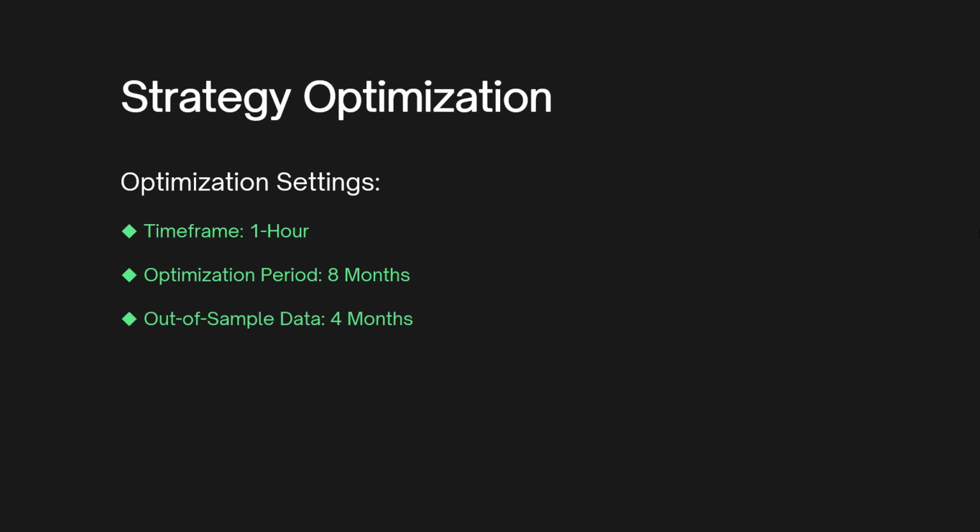We'll test our strategy on the 1-hour time frame. We're splitting the data into two parts. In-sample data, 8 months. We'll use this data to fine-tune the parameters of our strategy. Out-of-sample data, 4 months. This data will test our optimized strategy on new, unseen data to see how well it holds up in real market conditions.